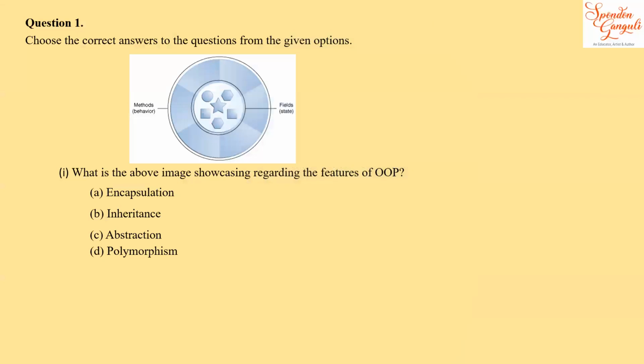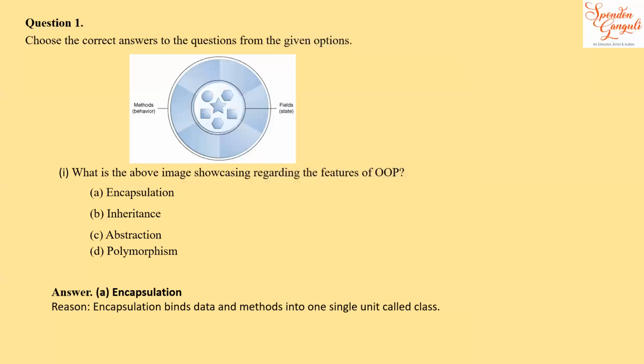Question 1, which mainly comprises MCQs. So choose the correct answers from the questions given below. First, what is the above image showcasing regarding the features of OOPS: encapsulation, inheritance, abstraction, or polymorphism? Let's see the answer. It is encapsulation. We all know encapsulation binds data and methods into one single unit called class. And you can see in the figure, the same thing is being depicted.